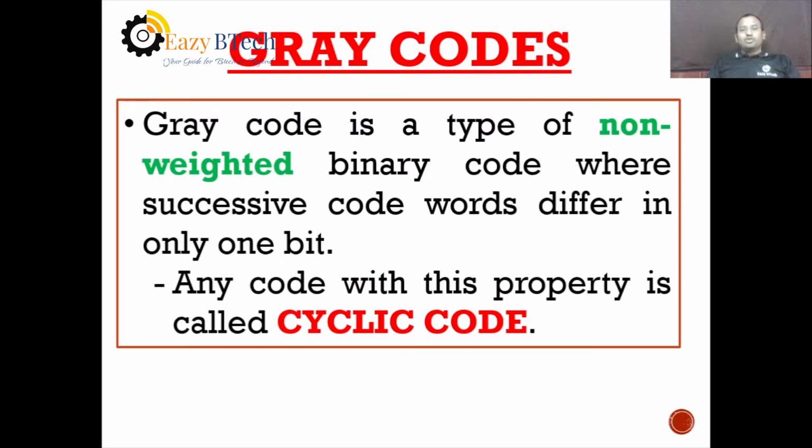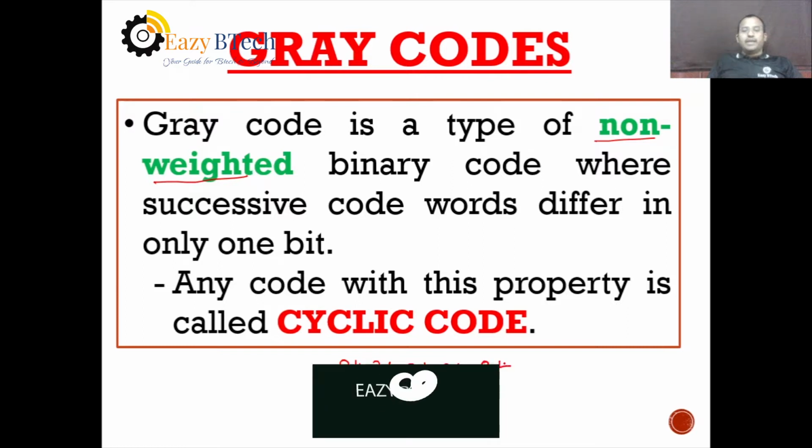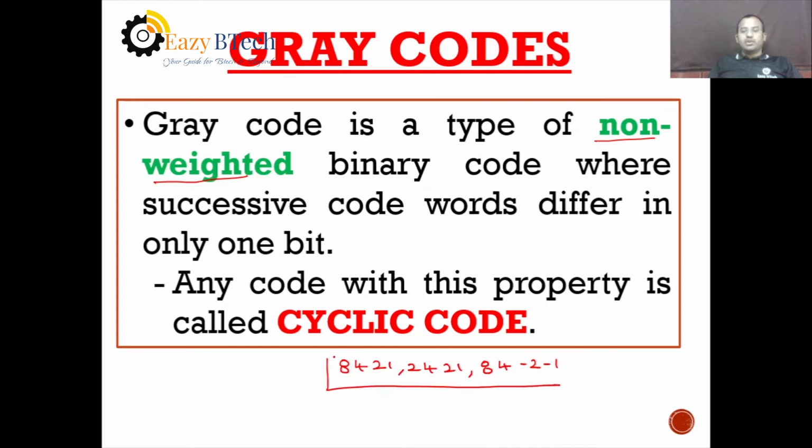So in this module, we will see another type of binary code known as gray code. Gray code is a type of non-weighted code. Till now we have seen BCD code, which is 8421, and 2421, and 84 minus 2 minus 1. These are all weighted codes, because each position has a specific weight. We have also seen another code, XS3 code, which comes under non-weighted codes.